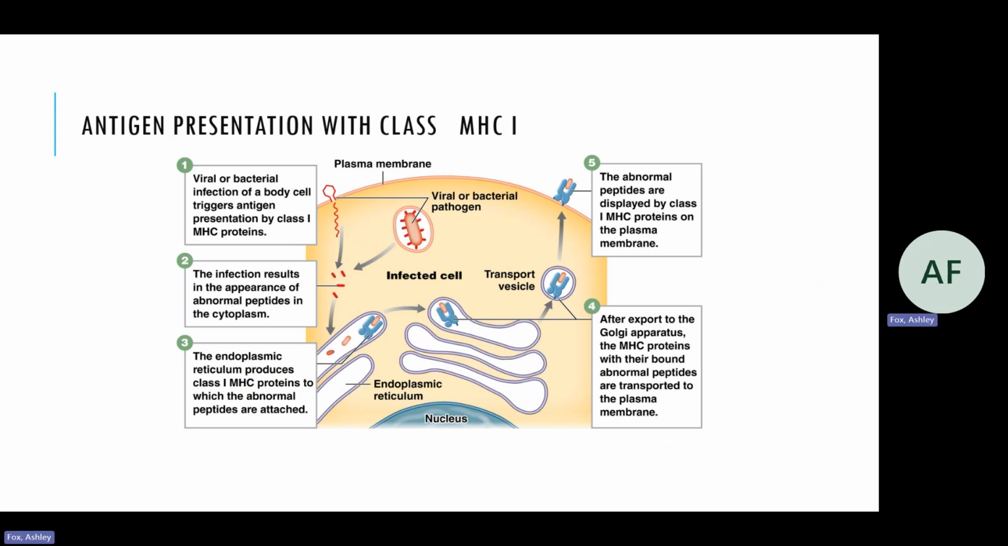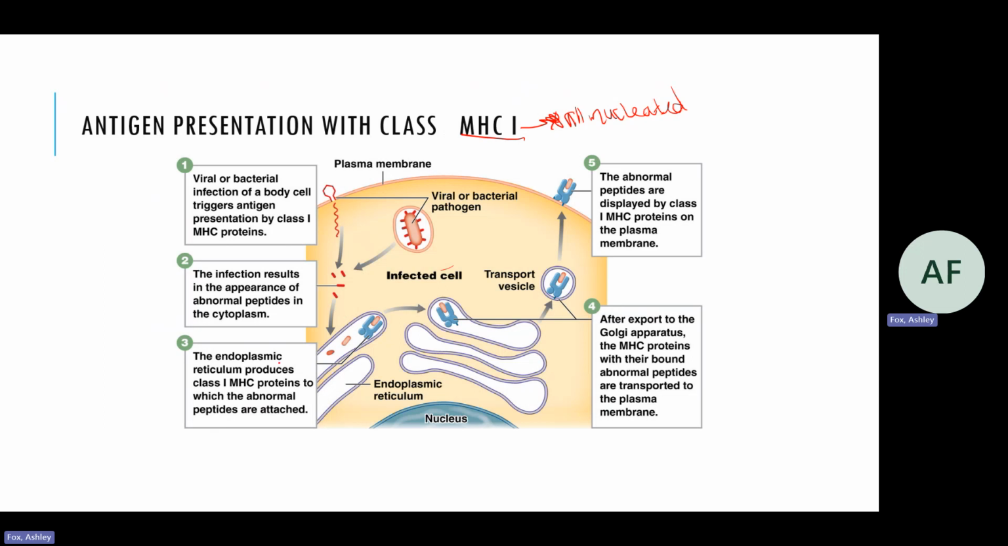So this is just a picture. This is looking at MHC1, on all nucleated cells. So what happens is, again, viral or bacterial infection. All of a sudden you have the infected cell. So it's either a virus or a bacteria most often.